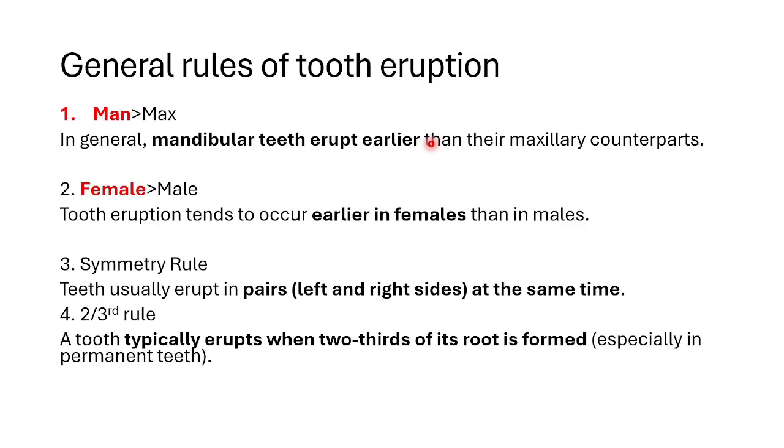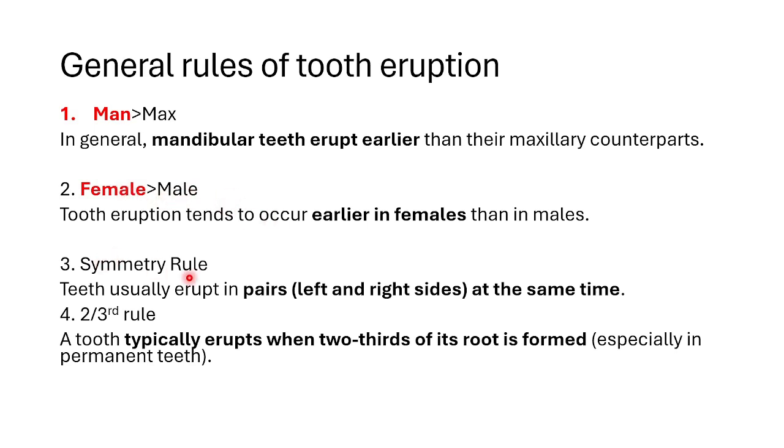Before I end the video, here's a general rule of tooth eruption: mandible is greater than maxilla. So in general, mandibular teeth erupt earlier than their maxillary counterparts. And talking about gender, female is greater than male. So how to remember this? In the first, man is greater; in the second, female is greater. So mandible erupts before maxilla, and tooth eruption tends to occur earlier in females compared to males.